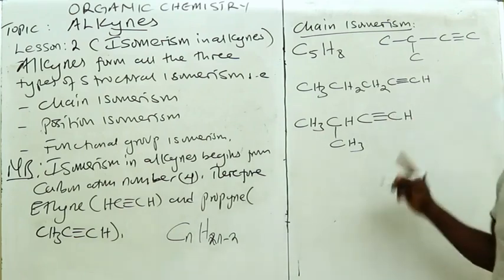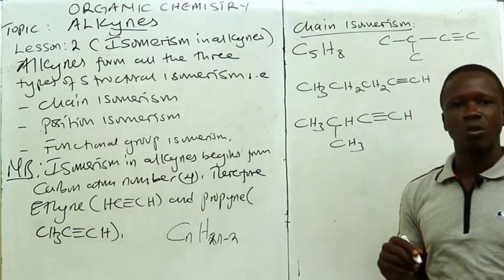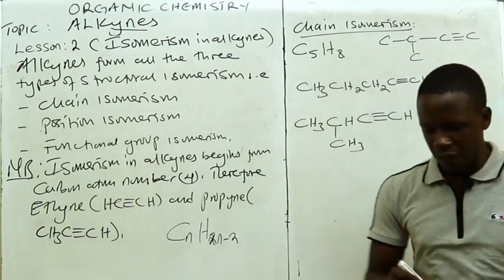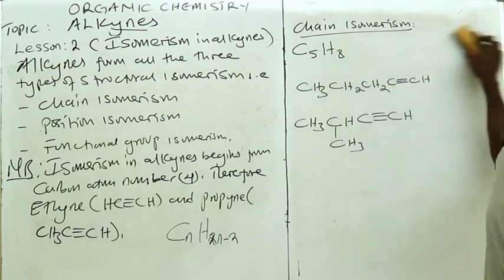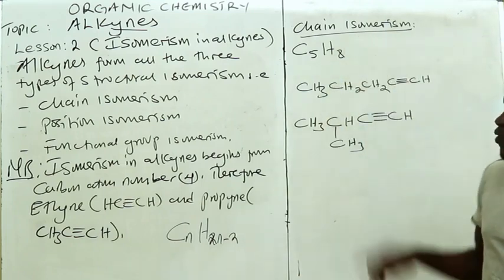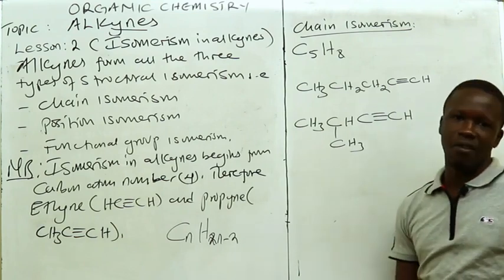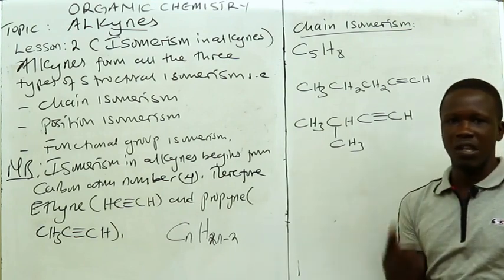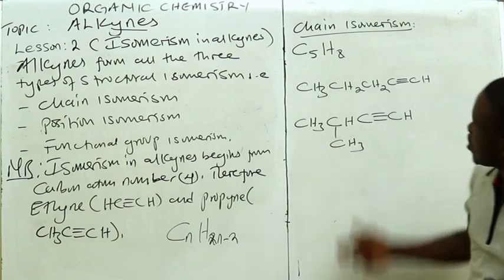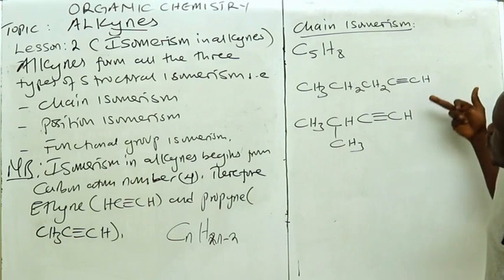Now this is another isomer, reflecting the same molecular formula: 5 carbon atoms and 8 hydrogen atoms. Now these 2 compounds are isomers to each other. What's the difference in them? The difference is in the arrangement of the carbon atoms. So this is a chain isomer to this.